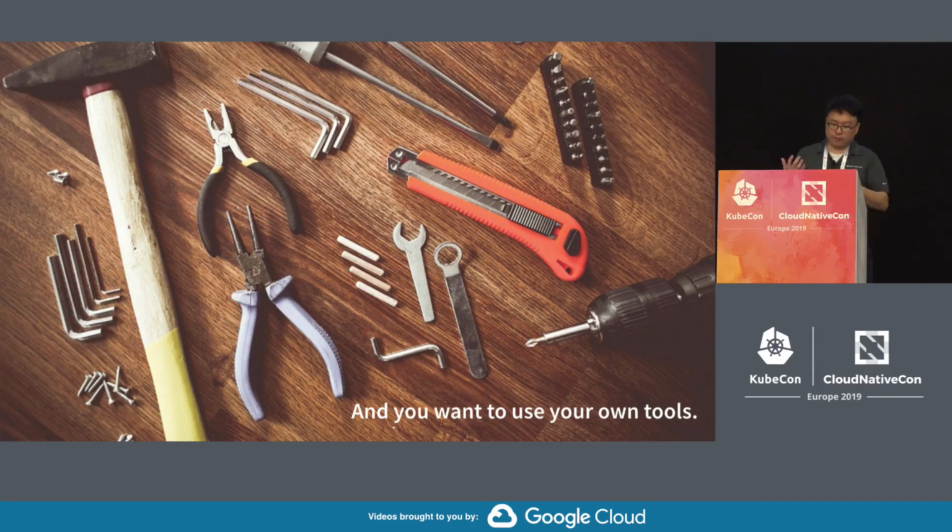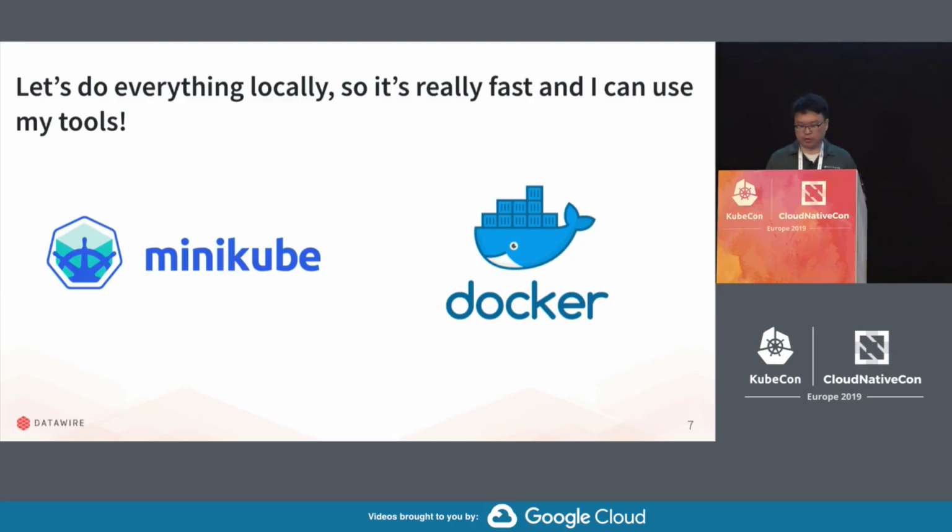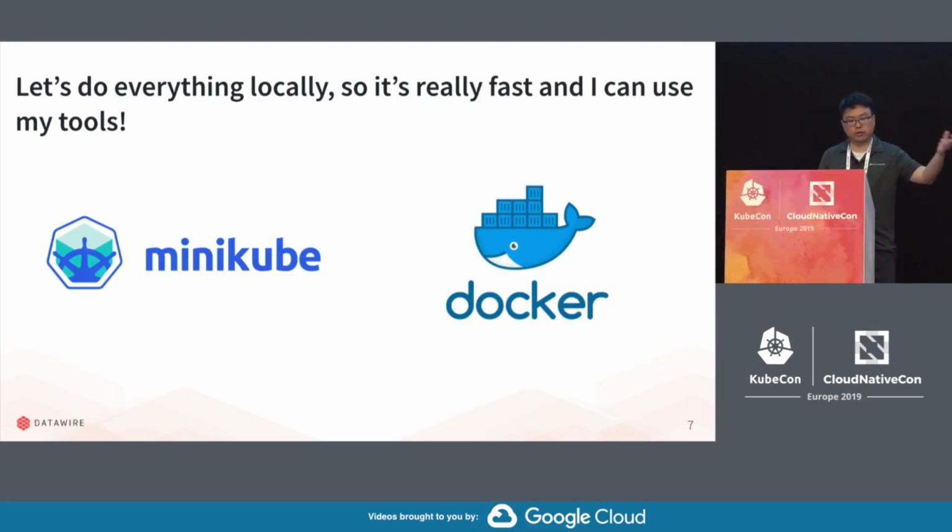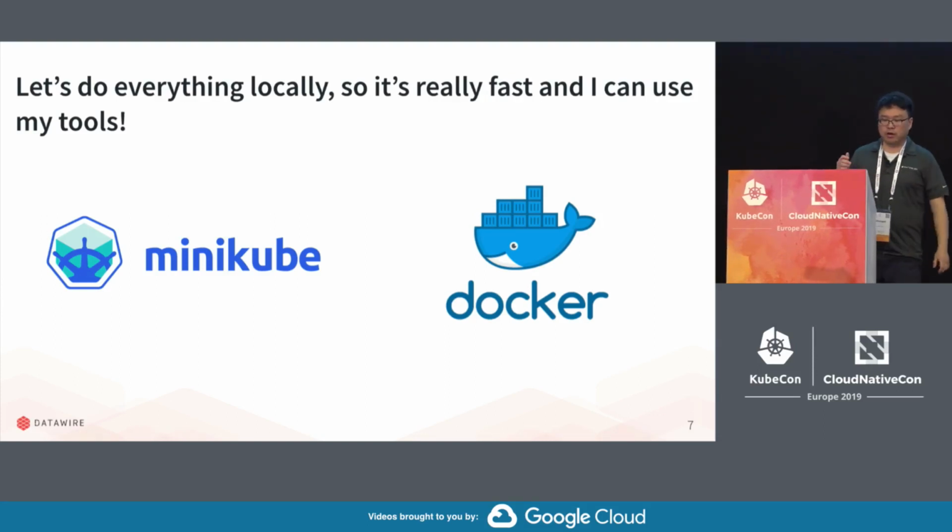And frequently, unless you're using the most common tooling, it doesn't actually work super well. So then there came another school of thought, and this is not super linear, but the alternative to this historically has been to do everything locally. So it's really fast and you can use your tools. And that's where tools like Minikube and Docker for Kubernetes, and before that it was Docker Compose, could work really well.